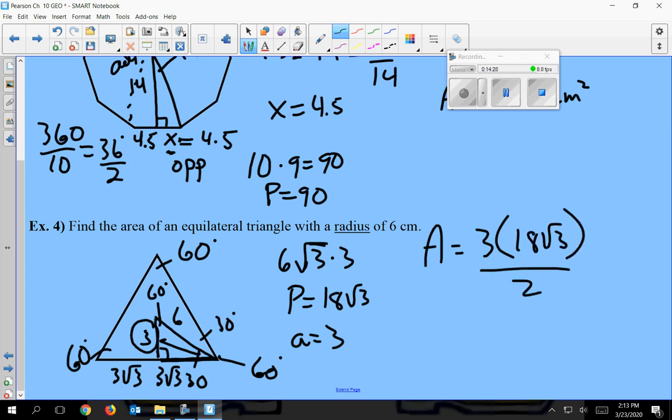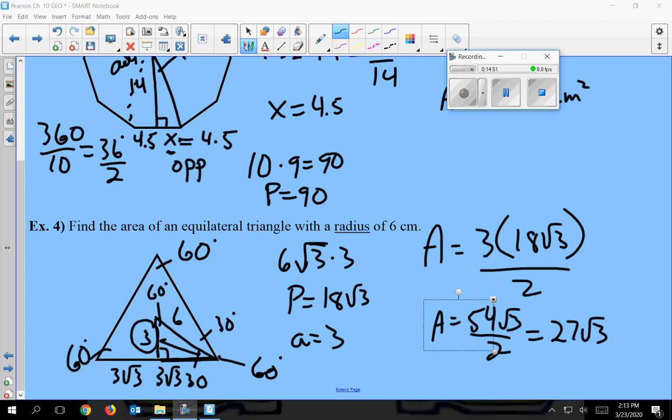And then I'm going to divide that by 2. Okay. So on top I get 54 square root of 3 divided by 2 gets me 27 square root of 3. Okay. I could leave it like that, or I could go ahead and multiply it out. And that would give me about 46.8 when I multiply that out.